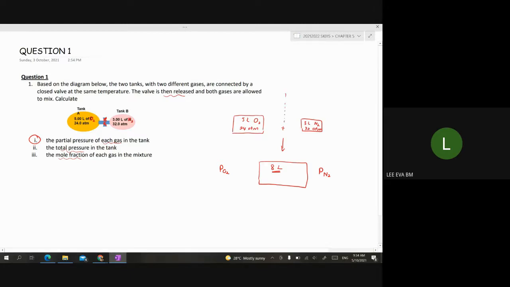So now we focus on oxygen. Before this, oxygen was 5 liters. Now the oxygen is in an 8 liter container. What is different? Volume. Volume is different. If the volume becomes bigger, what happens to the pressure of oxygen? Decrease, right? You have Boyle's law. We're focusing on oxygen only. So 5 liters changes to 8 liters, a bigger container. So for sure, the pressure of oxygen inside the new container will become smaller. So now we apply this first.